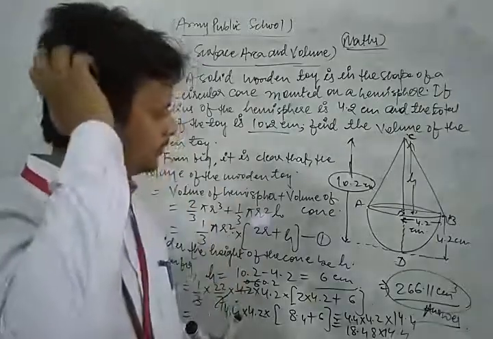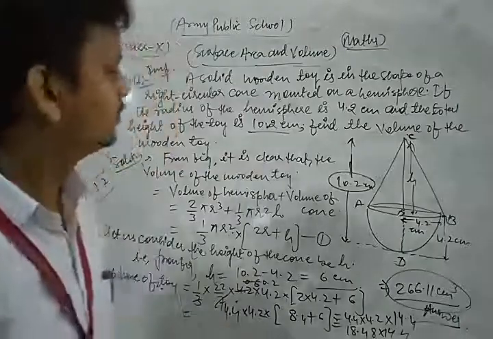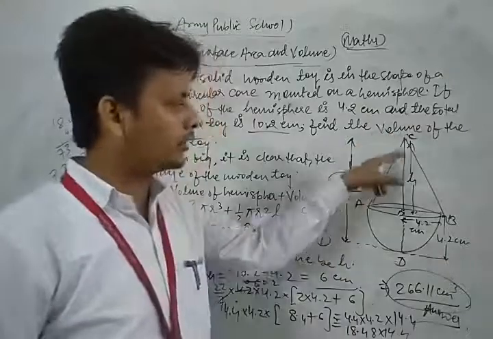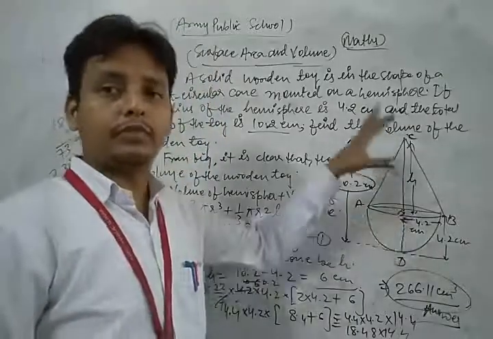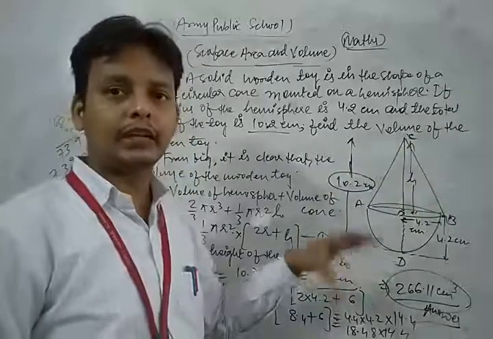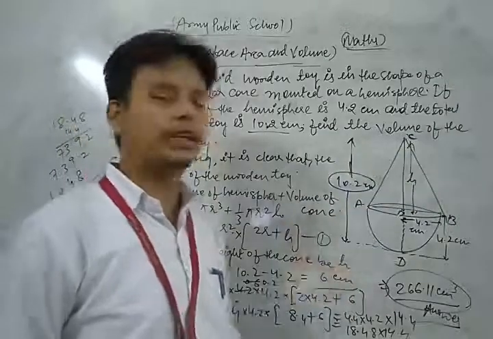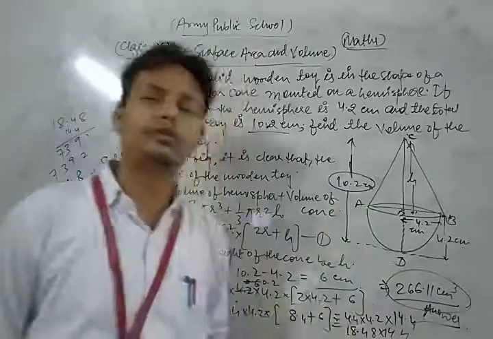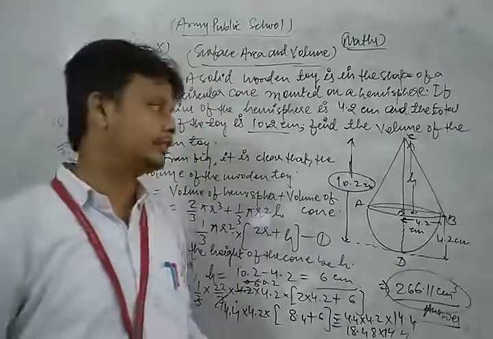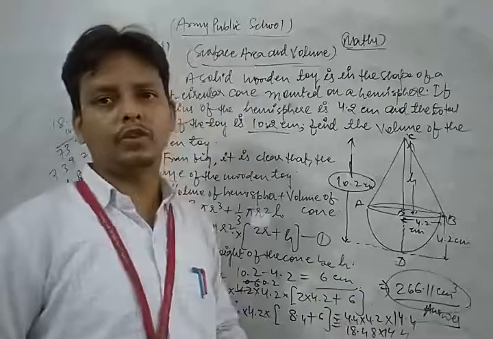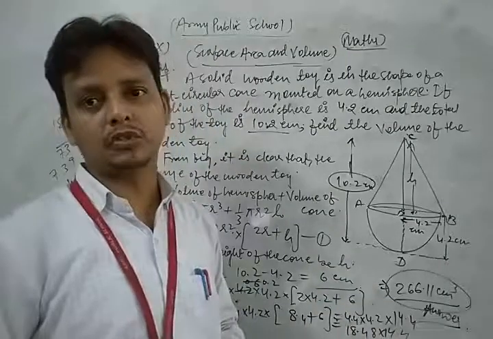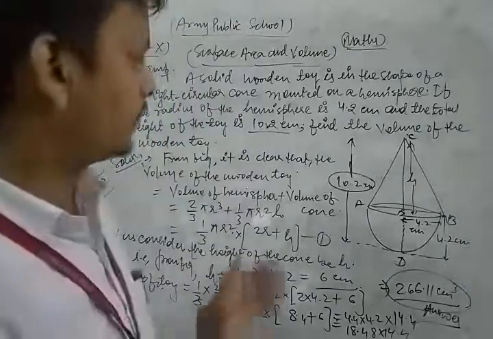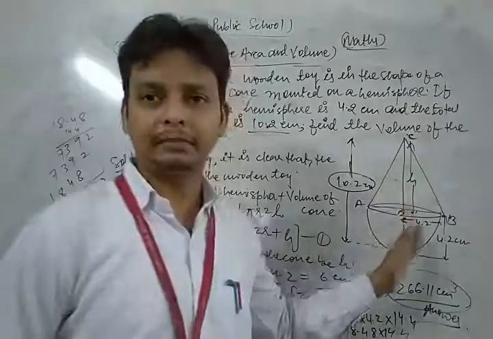Now, from there, first of all, we find the height of the cone, because we have to find the total volume of the wooden toy, and the volume of this wooden toy is the sum of the volume of hemisphere plus volume of cone. And for the volume of cone, we require its height. The formula for the volume of cone is 1 by 3 pi r square into h.